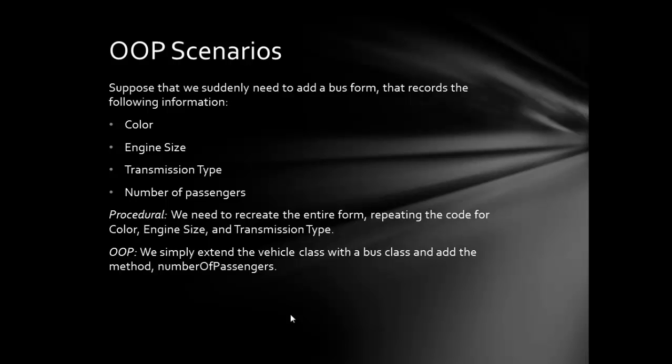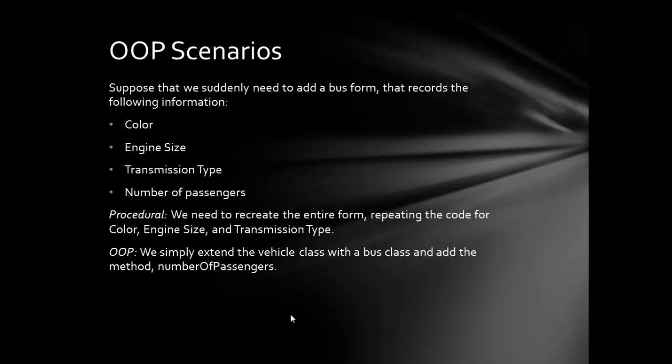Now, where the rubber really hits the road is as you are making changes and working with your code. So let's say that your boss comes to you in this factory and says, hey, we want to start manufacturing and selling buses. Well, in a procedural world, we would have to create code for the color, engine size, transmission type, and number of passengers. Let's say those are the items for our bus. So we'd have to recreate everything, the form, all the code, and all that stuff. Now, we may be able to save some time with copy and paste, but still, we'd have to recreate everything.